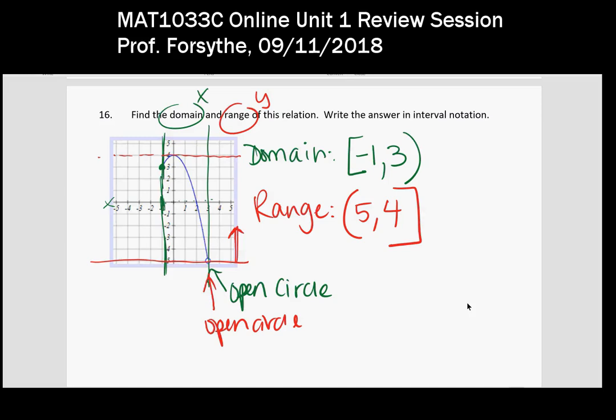Okay, so you always start from the smallest to the largest. So for the domain, which is the x, that's left to right. Range, which is your y, is bottom to top. Okay? Hopefully that made sense. That's a very good question. All right, so that's your answer.